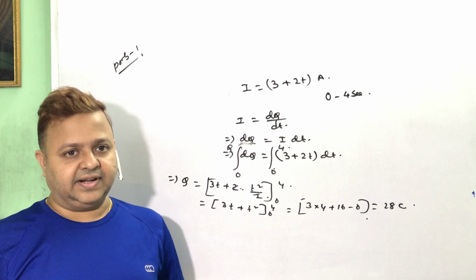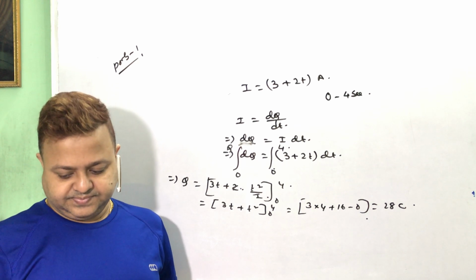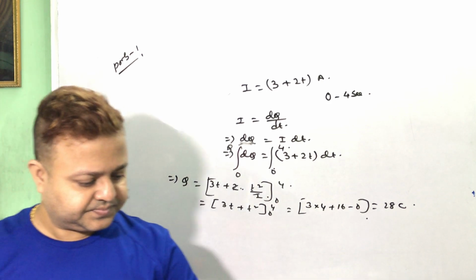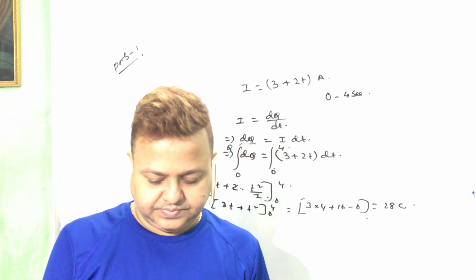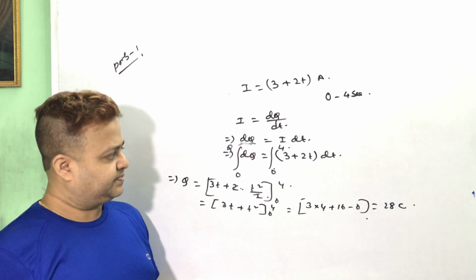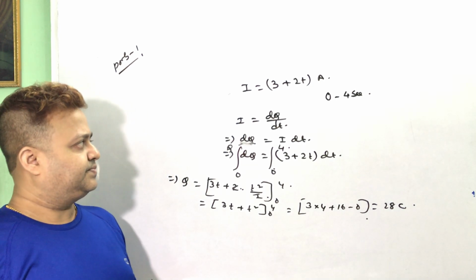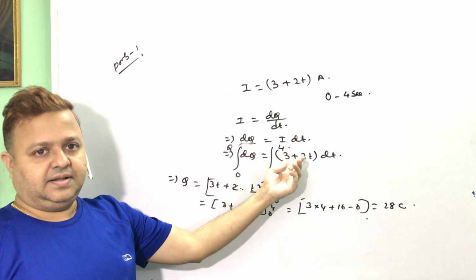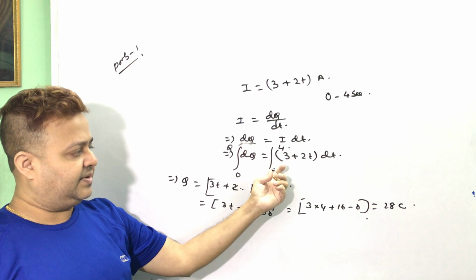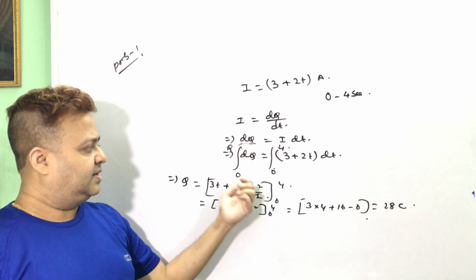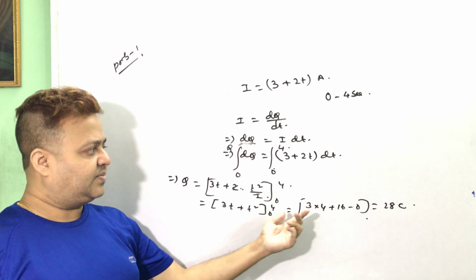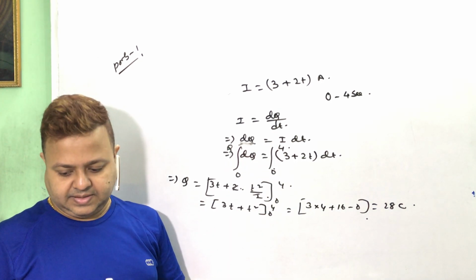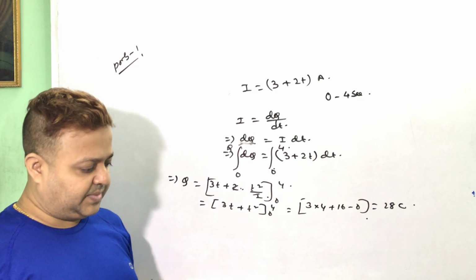This is a time dependent function, so we have to integrate it. I equal to dq by dt or dq equal to I into dt, put the value of I. The time limit is given, 0 to 4 second. Integrating on both sides, the amount of charge flowing between the time interval of 0 to 4 second is 28 coulomb. Clear? Next, problem number 2.